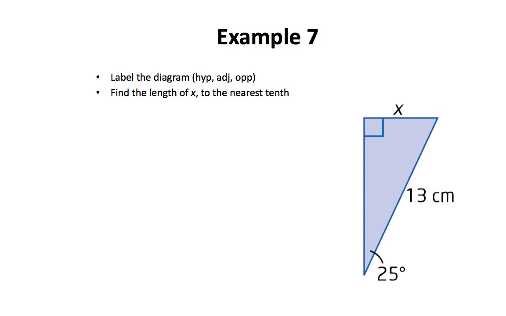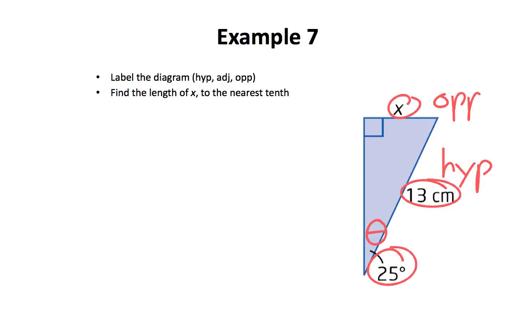In our last example, we want to find the length of x to the nearest tenth. The first thing you want to do is label your diagram. This angle is 25 degrees. I'm going to call it theta. The side labeled 13 centimeters is the hypotenuse, since it is the longest side and it is across the 90-degree angle. This side labeled x is the opposite side. The trig ratio that contains opposite and hypotenuse would be sine theta.